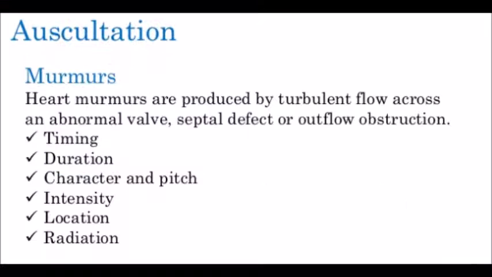Then next, you can see there are some added sounds known as murmurs. Heart murmurs are produced by turbulent flow across abnormal valves, septal defects or outflow obstructions. For a heart murmur, the timing, duration, character, intensity and location are all checked.